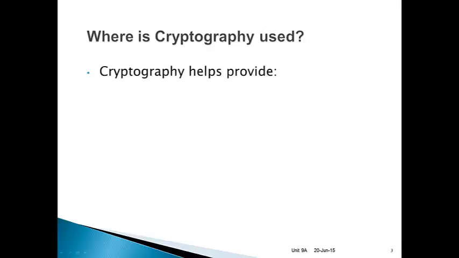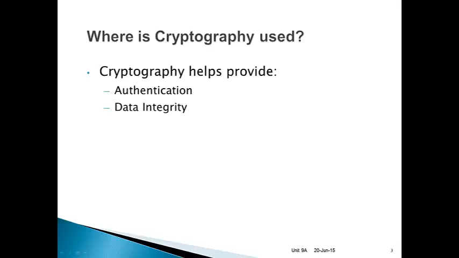Where is cryptography used? It helps provide authentication. Possession of a cryptographic key and verification that you own this key can help as an authentication method. You can use digital certificates, for example, as kind of a token, something you have to authenticate yourself to a system. Data integrity.